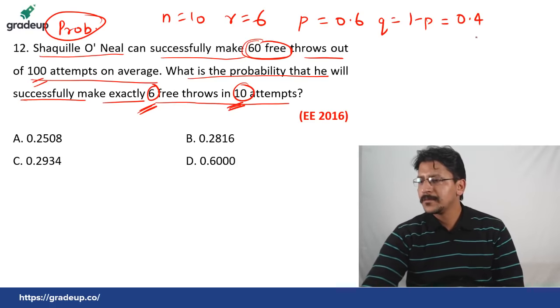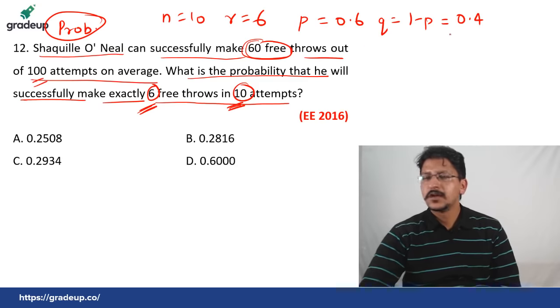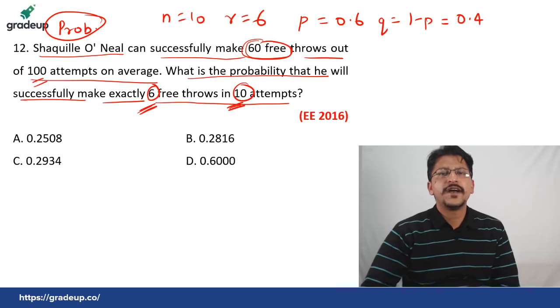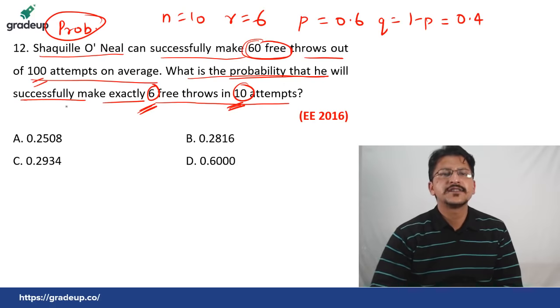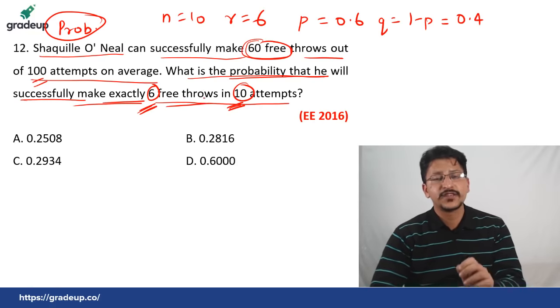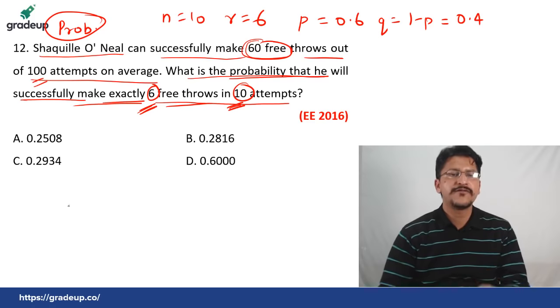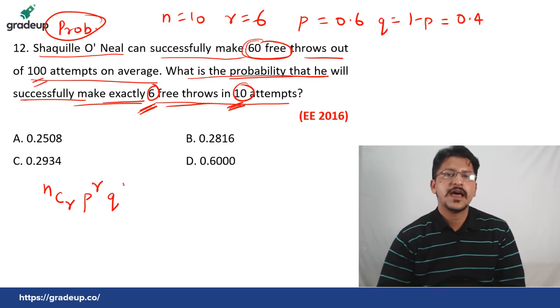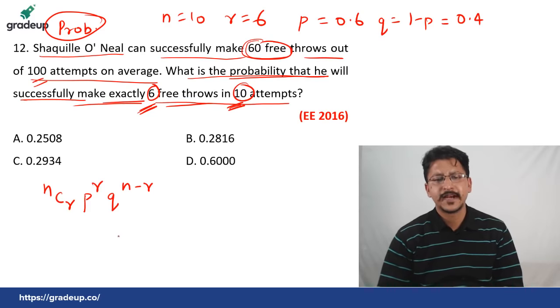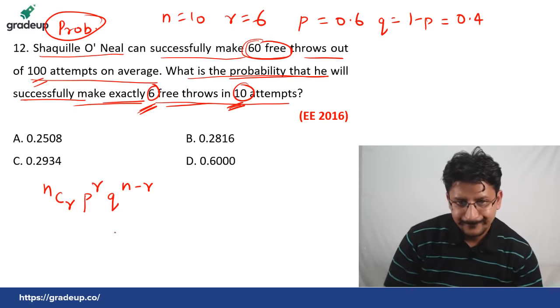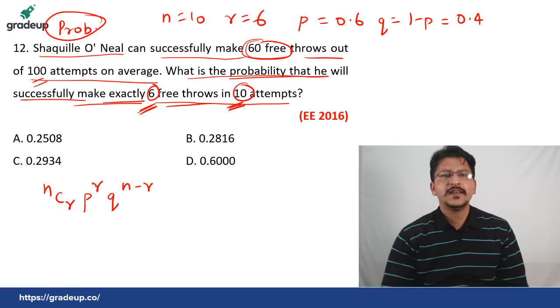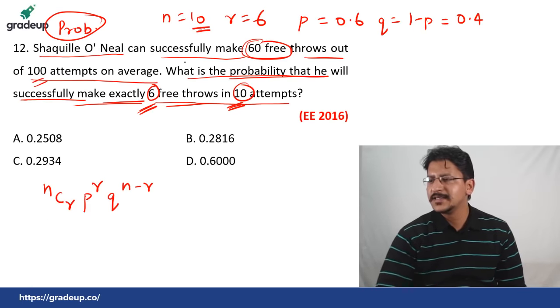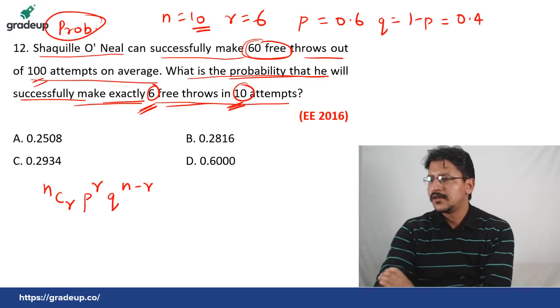Then simply what you have to find out is the probability that he will successfully make exactly 6 free throws in 10 attempts. The simple formula for this is NCR P to the power R, Q to the power N minus R. Simple. Do it. Get the answer.